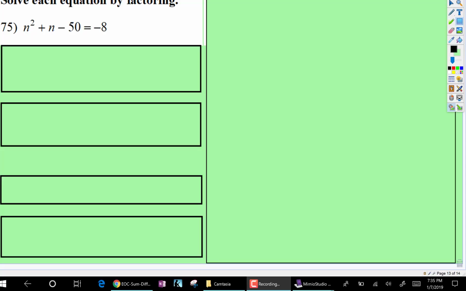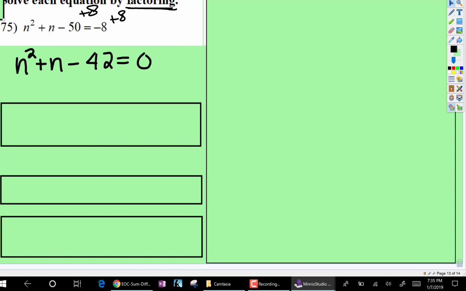Okay, now we're going to be solving equations. The first method is factoring. So if we're going to factor, we need one side of the equal sign to be 0. So we'll add 8 to both sides. When we add 8 to both sides, we end up with n squared plus n, subtract 42.